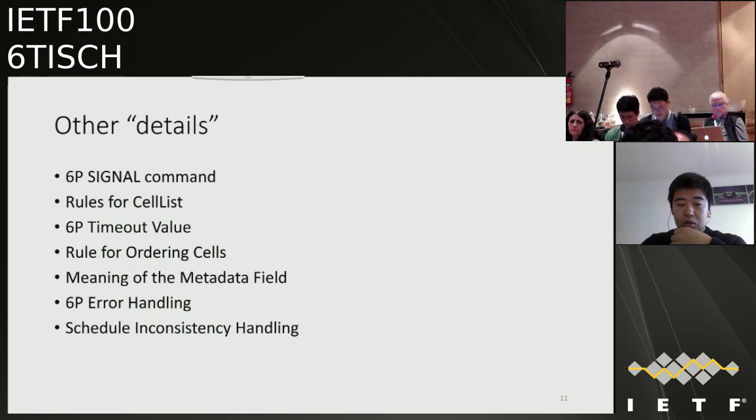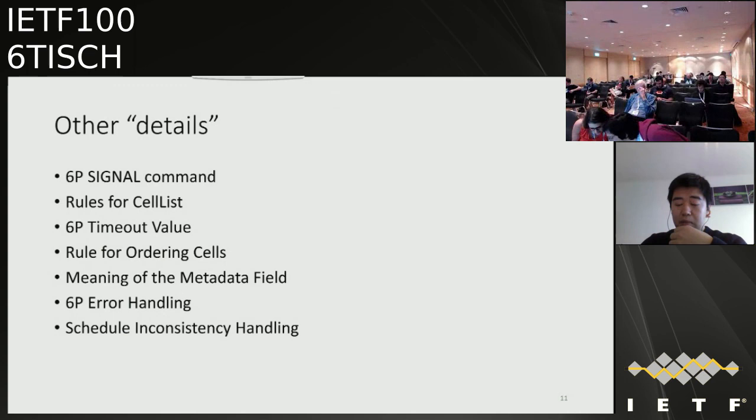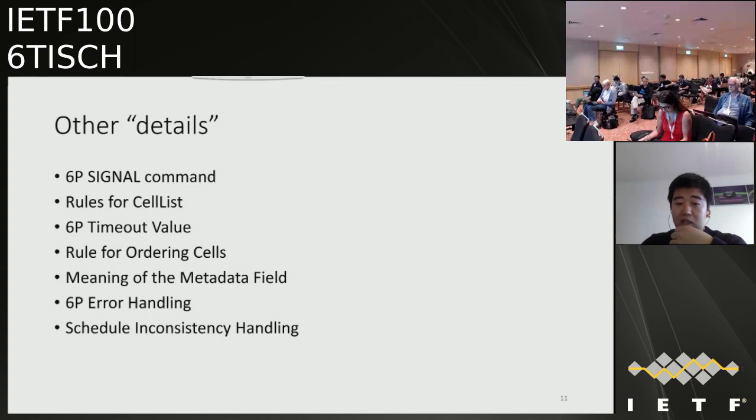So we should go to the other detail slides. There are other details defining the MSF. The 6P SIGNAL command, MSF doesn't use it. As the rule for the cell list, the cells are randomly chosen. The 6P timeout value depends on the PDR of the link from the node to its parent, and also a factor. For the rule for ordering cells, we order the cells in the cell list by their slot offset. And for the metadata field, we didn't use it.